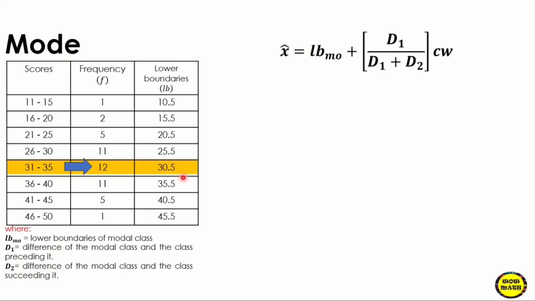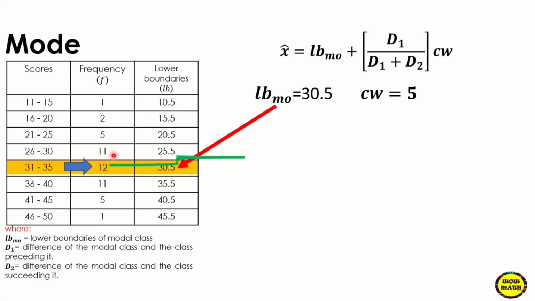Alright? So, makukuha natin yung frequency ng modal class natin. That is 12. And then, yung lower boundary, which is 30.5. Yung D sub 1, ano yung sabi sa D sub 1? Difference of the modal class and the class preceding it. So, ano ba yung frequency bago yung modal class? 11. So, ima-minus natin yan. 12 minus 11, so that is 1.